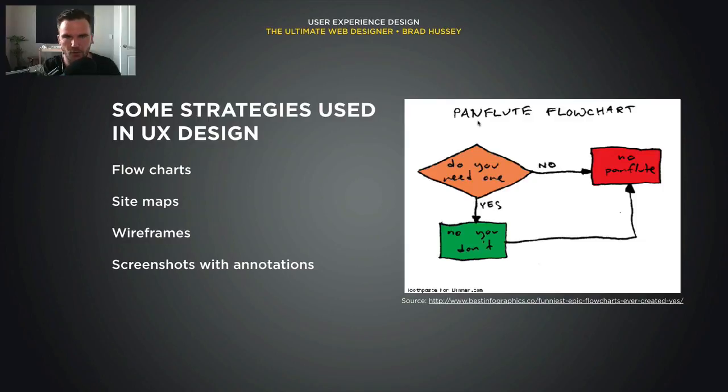So flowcharts, like this example here. This is called the Pan Flute flowchart. I didn't create it. It's a pretty famous one. You may already have seen it before, but it's basically a flow to let you see if you should buy a pan flute. So do you need one? A pan flute? Yes. No, you don't. No pan flute. Do you need one? No. No pan flute. Very, very simple, kind of funny flowchart.